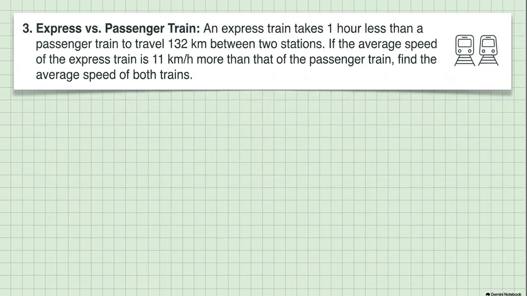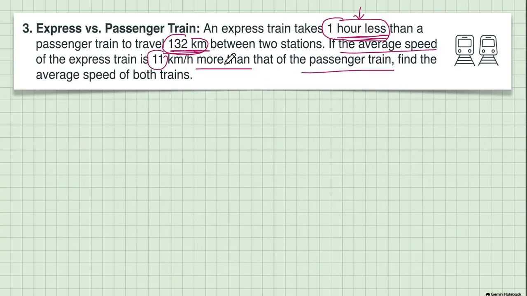Next question. The question is about trains, express train versus passenger train. Okay, so the question is, an express train takes 1 hour less. So identify what this is. This is nothing but the time difference. 1 hour less is given. So the time difference is given as 1 hour to travel 132 kilometer between two stations. So this is the distance, 132 kilometer. If the average speed of the express train is 11 kilometer per hour more than that of the passenger train.